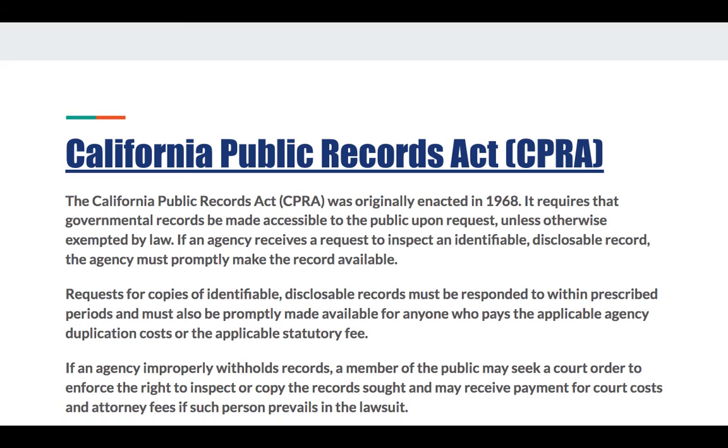The CPRA was established in 1968. It is the California Public Records Act. It requires that government records be made accessible to the public upon request, unless otherwise exempted by law.